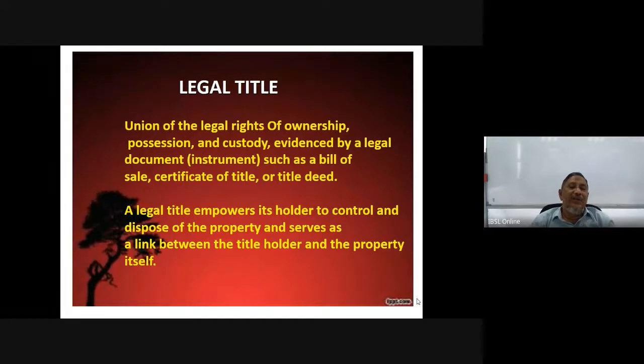What is a legal title? It is a union of legal rights, ownership, possession, and custody, evidenced by a legal document or instrument, such as a bill of sale, certificate of sale, certificate of title, or title deed. A legal title empowers its holder to control and dispose of the property and serves as a link between the title holder and the property itself. Between the instrument, that is the property, and the ownership, the link between them is called legal title.